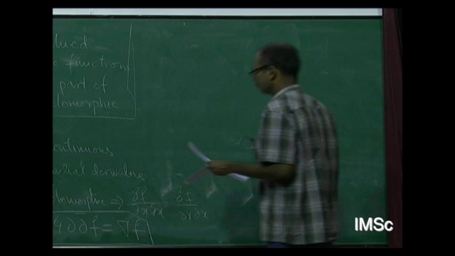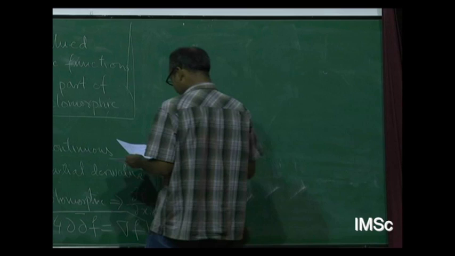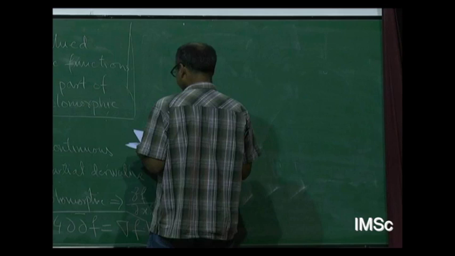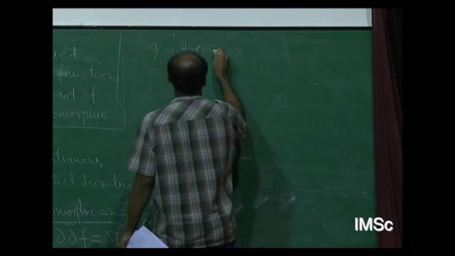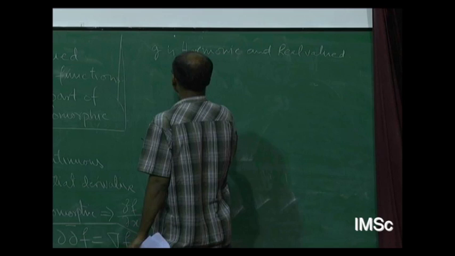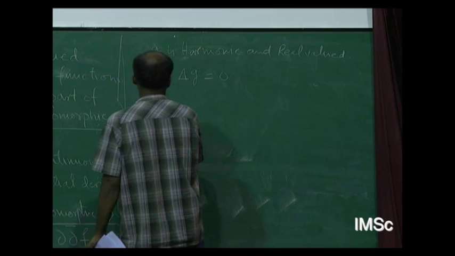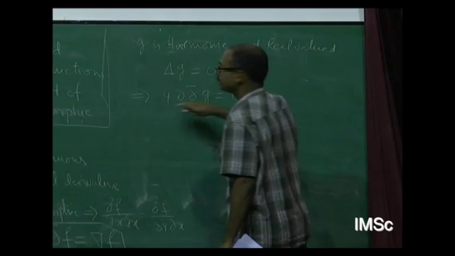Okay, so we can now just prove this. So we start with a real valued function, so we start with a harmonic function. G is harmonic and real valued. So we start with a real valued harmonic function. So we know that delta g is 0. So then we have 4 ∂∂̄ g is 0 because of this equality of these operators.